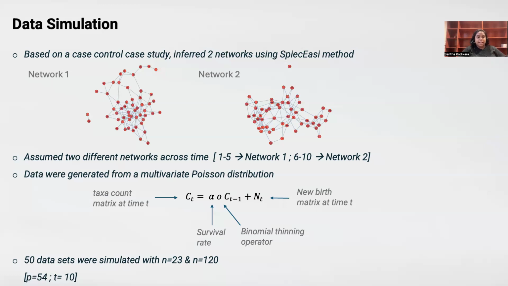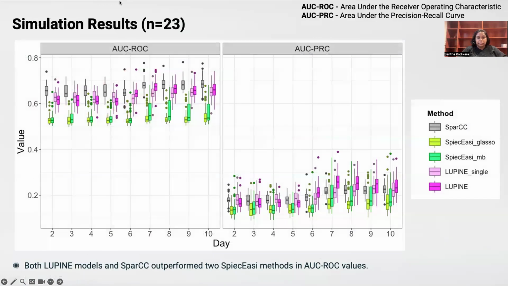Let's look at the results now for n equals 23. So n equals 23 is this result. What we see here is that I have looked at two measures: the area under the curve for ROC, or the receiver operator characteristic curve, and also the area under the precision recall curve. We want higher values for both of these measures; the higher the value, the better the model performance.